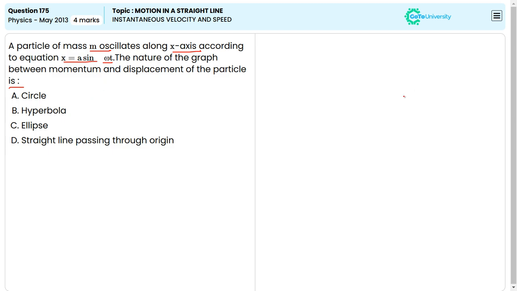Okay, so we can write the given equation, that is x is equal to a sine of omega t. Or we can write the same equation as x divided by a is equal to sine of omega t. I'm going to consider this as equation number 1.